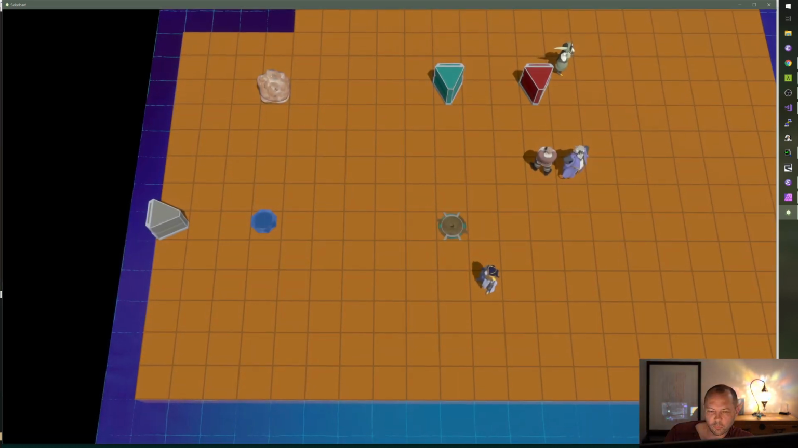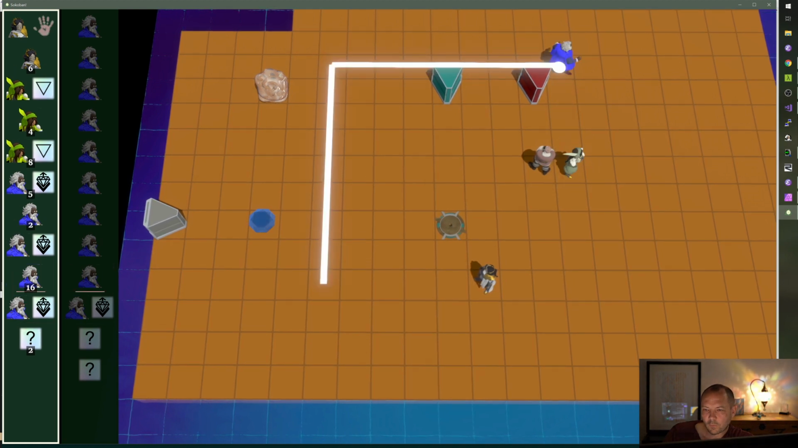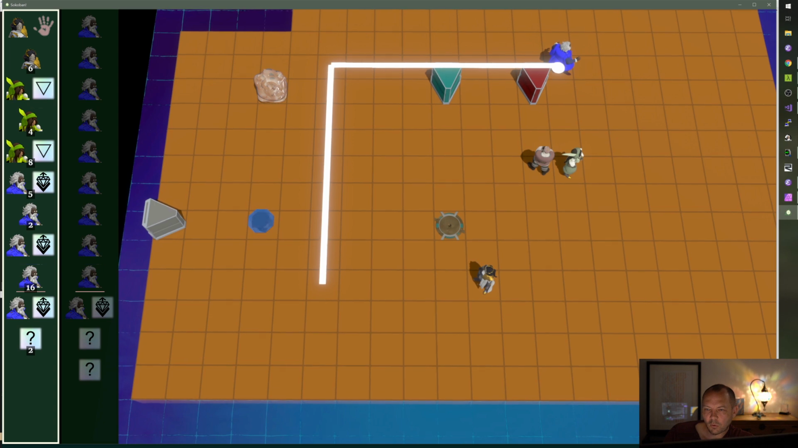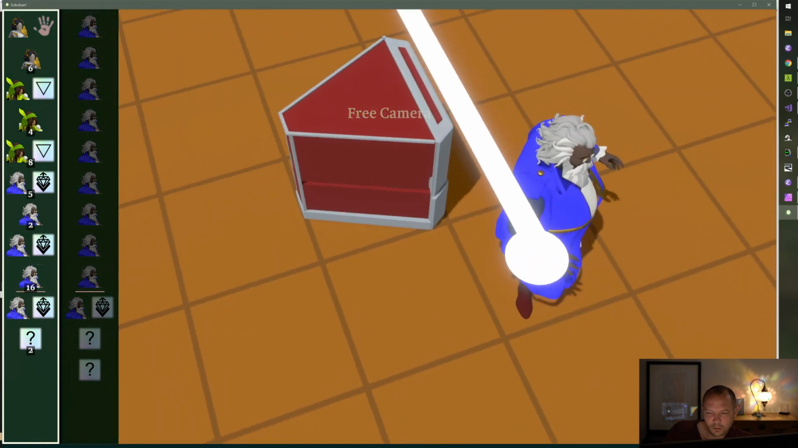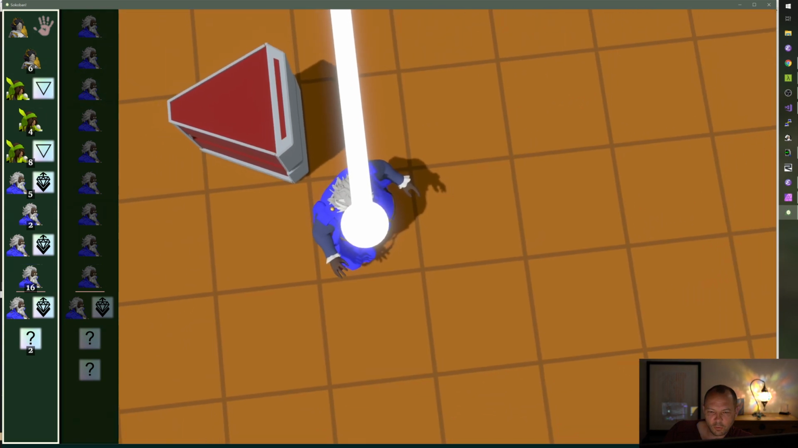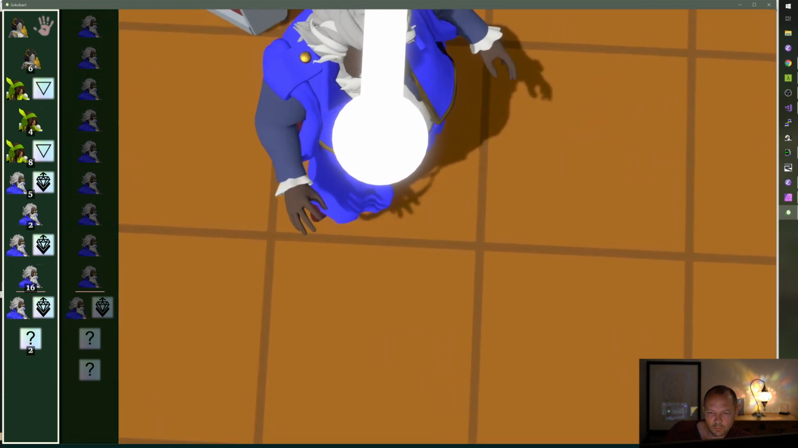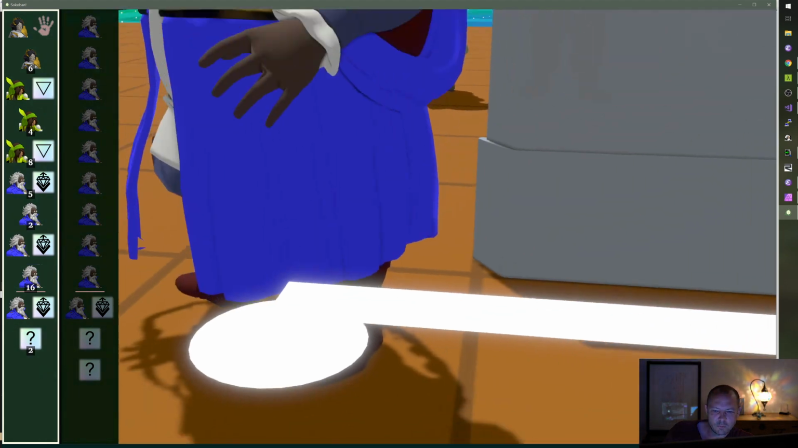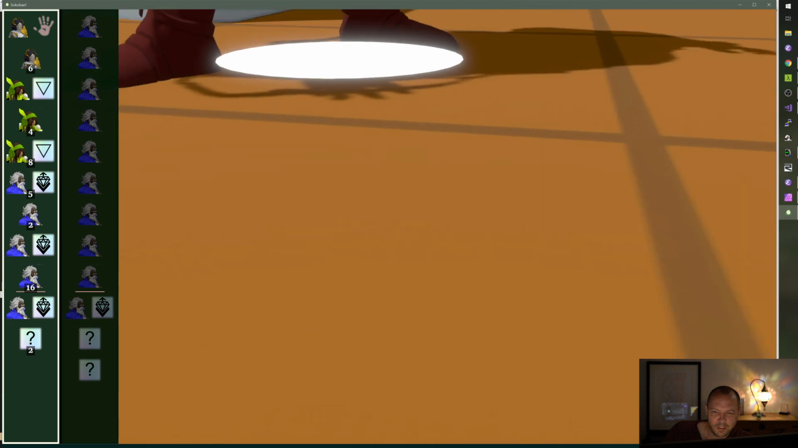Convection circle. Okay. That doesn't quite look right. What is going on? Is it drawing it at a different Z? I think it's drawing it at a different Z coordinate. Yes, that is the deal.